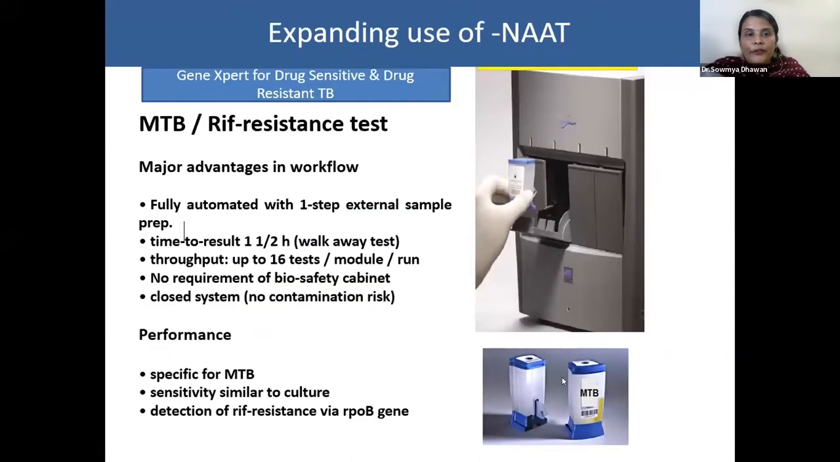So expanding the use of NAT, as already discussed, we have NAT in the NTEP program for the diagnosis of drug-sensitive as well as drug-resistant TB. By means of a single-step assay, it gives two important results: whether TB is there or not, as well as the report about rifampicin resistance within a span of 2 hours. And the program also has machines with different capacity, starting from 4 module capacity to 8 module, and even the 16 module ones are also available.